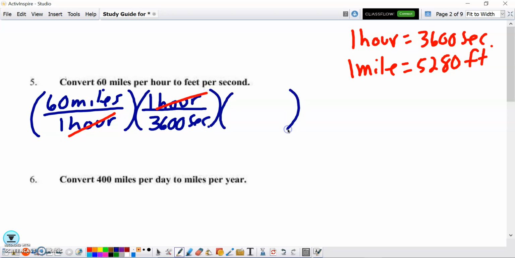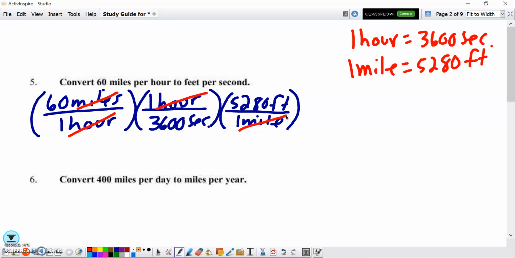Okay, what else do I know? Well, I need to eliminate the miles. So I'm going to put the 1 mile on the bottom, and then the 5,280 feet on top. That will allow me to eliminate the word mile. So I'm left with feet per second. So now I'm going to take 60 times 5,280.